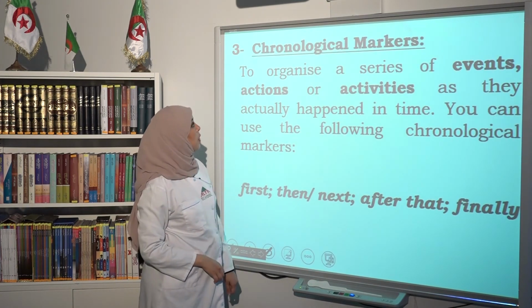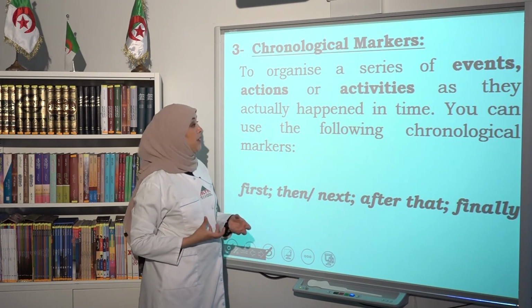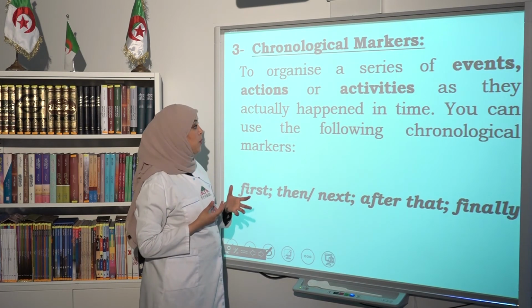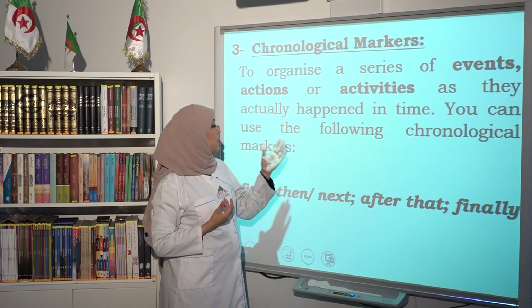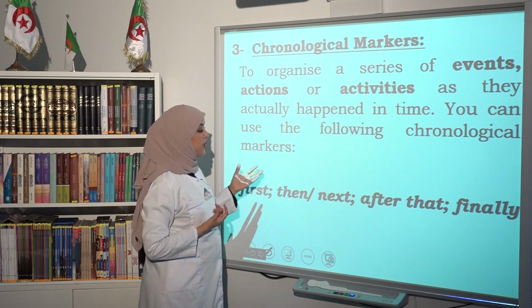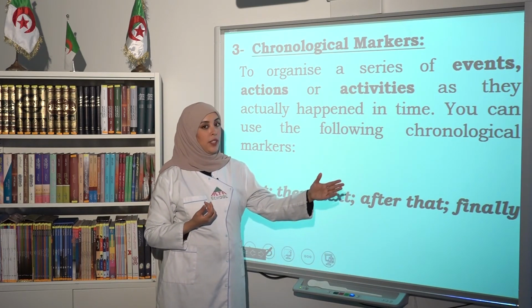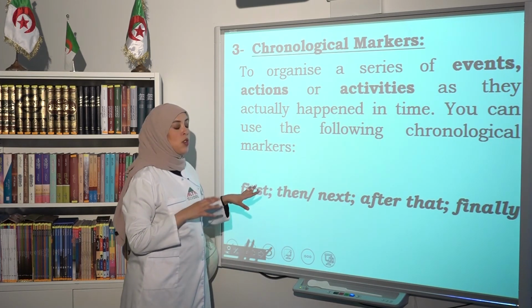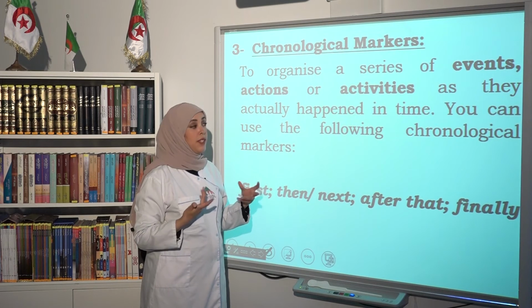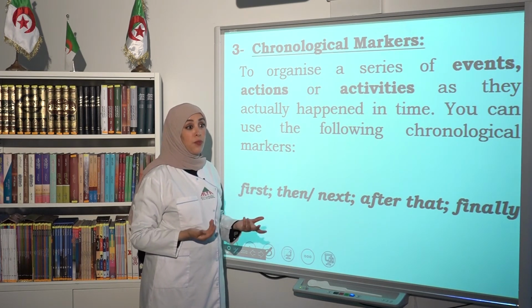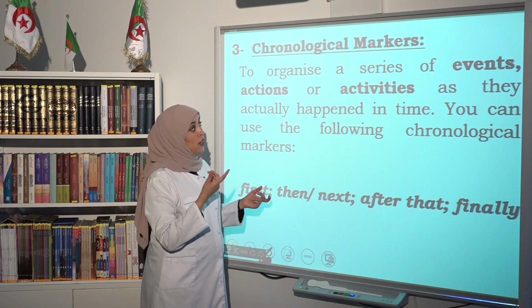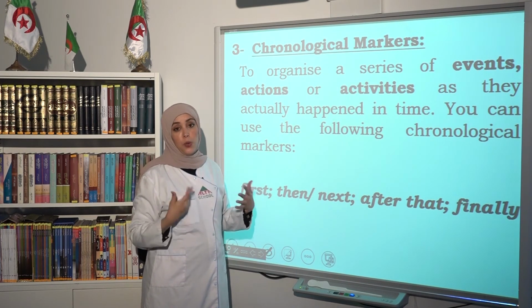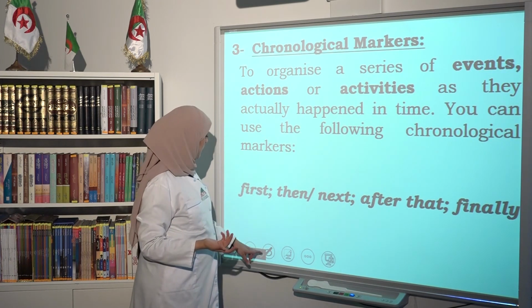Now, chronological markers to organize a series of events, actions, or activity as they actually happened in time, you can use the following chronological markers. I have first, then, next, after that, finally. You have to follow this order. And if you remember, we have already used these when we wrote our recipe. A recipe is a set of instructions that you have to follow. And then what do you use? You use the chronological markers. You can use them, for example, to express your routine, what do you do in the morning, etc. All right?